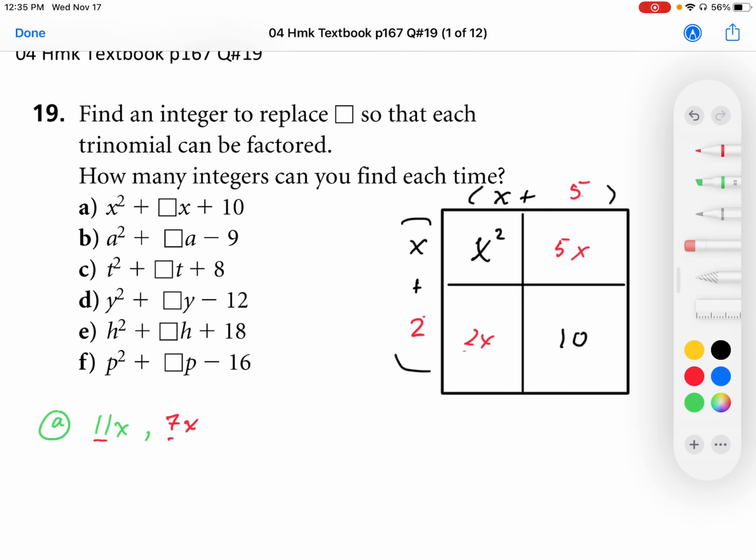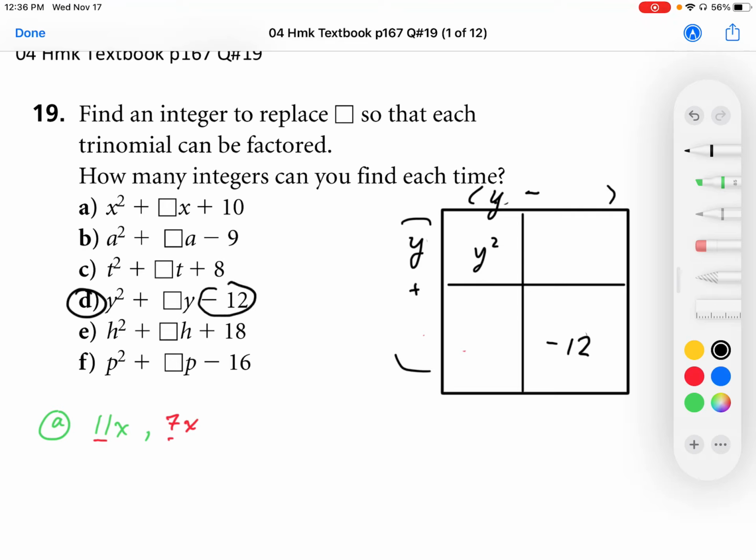So we'll do one more here, taking a look at one of the negative ones. Let's take a look at D as an example. D is going to be 9. So we're going to end up with y squared, and we need y times y to give the y squared here, and we need to multiply to negative 12 there. First of all, to get a negative, we have to have one plus and one minus. So I'll just leave this as a plus here and a minus here, in order to get this negative 12.